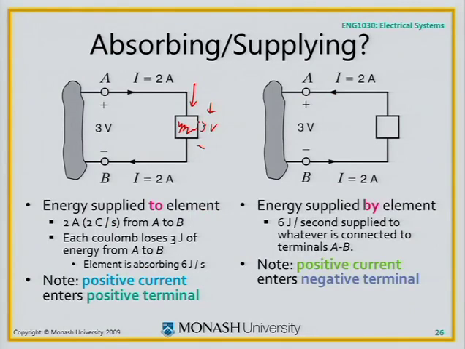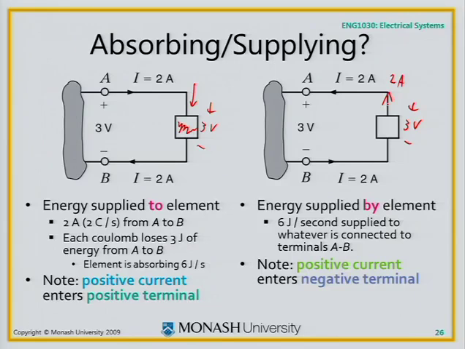Over here, it's a bit of a different setup because I've got plus minus 3 volts again, but now the current's flowing out of that terminal. 2 amps flowing out. How do I deal with that? Well, what's that equivalent to flowing in? Negative 2. So the power absorbed is negative 2 times 3.